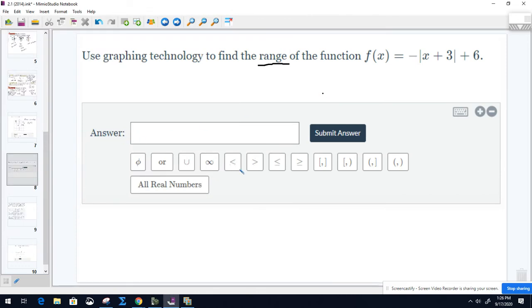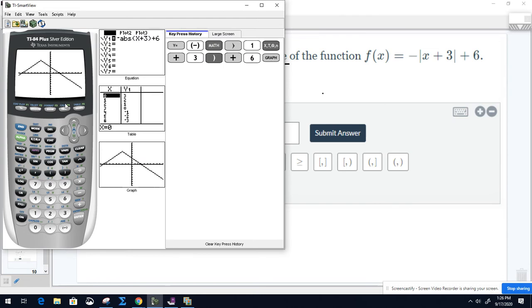So this graph, again, would be a parentheses bracket. Why parentheses? Because we never include negative infinity. In range, we're talking about up and down. And it goes to +6, and that would be my range. Okay, again, looking at the graph. Starts at 6, goes down, but we always go from smallest to largest. And that's why it's negative infinity to 6.